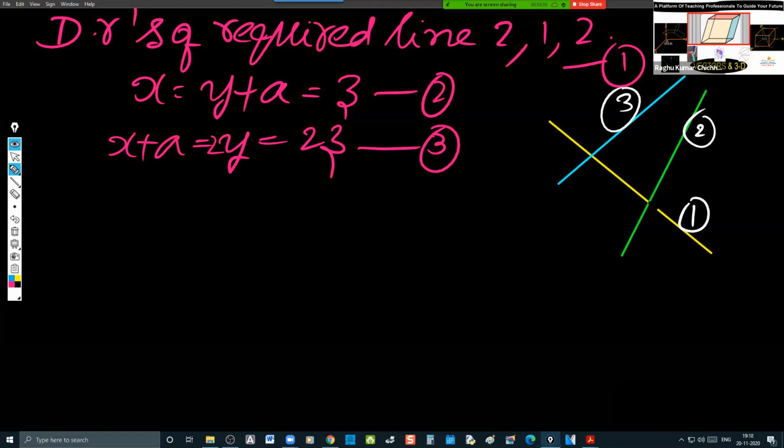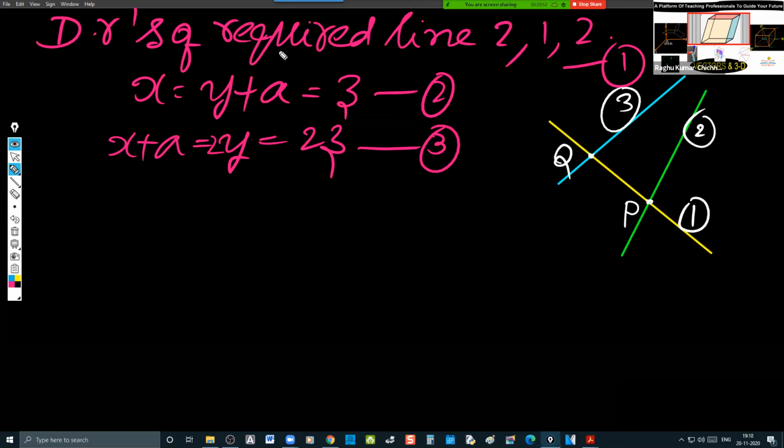What he needs is the point of intersection of 1 and 2, let me say P, and the point of intersection of 1 and 3, let me say Q. We need the coordinates of P and Q, please. Okay? So this is what you have to understand.